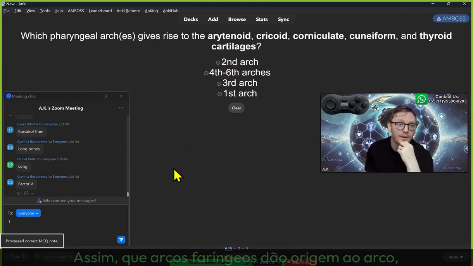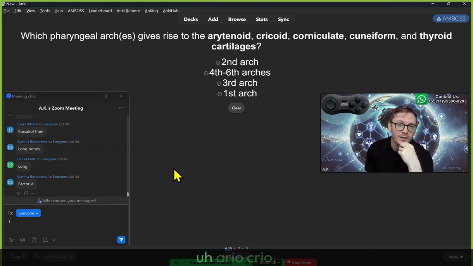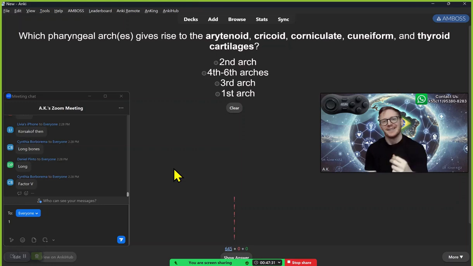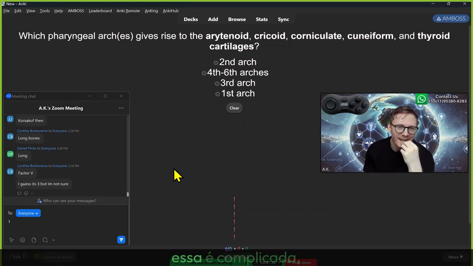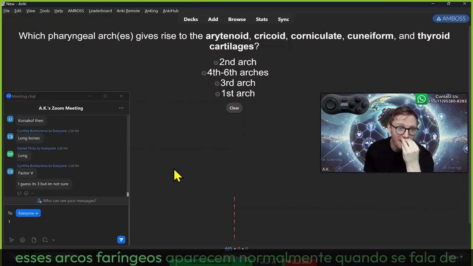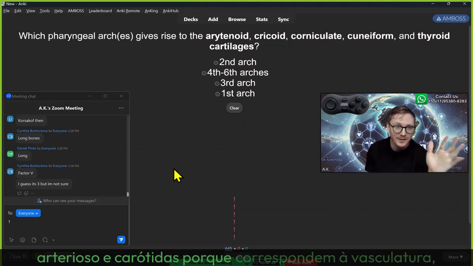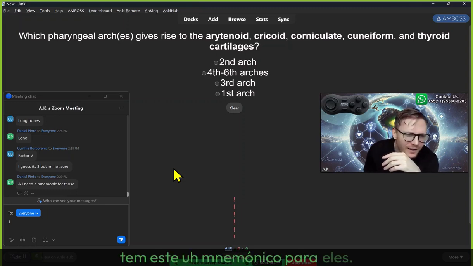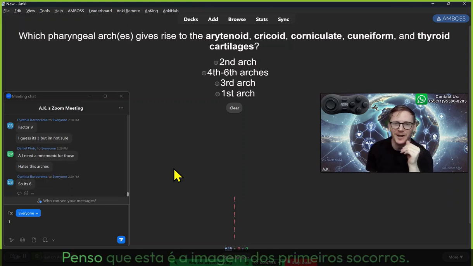It's very common. So, which pharyngeal arches give rise to the arytenoid, cricoid, corniculate, cuneiform, thyroid cartilages? This is pertinent to what disorder do you guys think? Yeah, this is a tricky one. I mean, but these pharyngeal arches come up usually when you're talking about ductus arteriosus and the carotids because they correspond to the vasculature, right? Of the developing, after gastrulation, you have this mnemonic for those. Yeah, this is a serious image as well. I think this is a First Aid image.